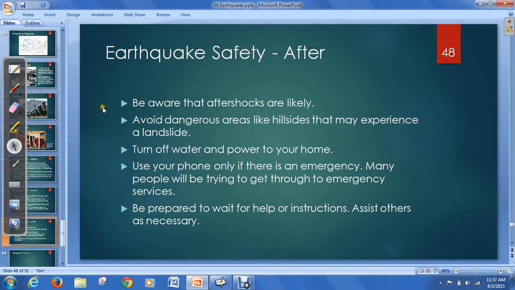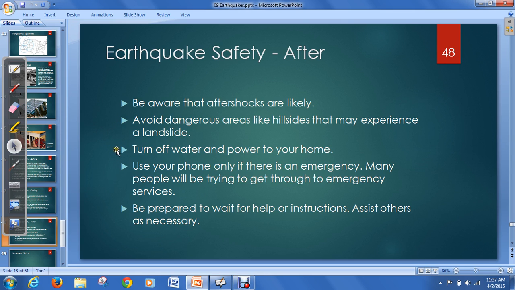After the earthquake, just be aware that aftershocks are likely. You don't want to celebrate too early. Stay in your car or stay in the building. Just wait. Make sure nothing else is coming. Avoid areas that may experience a landslide. Okay, if you're on a hill, get away from that.